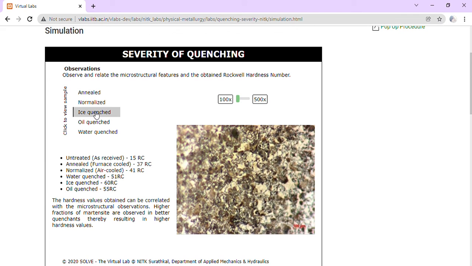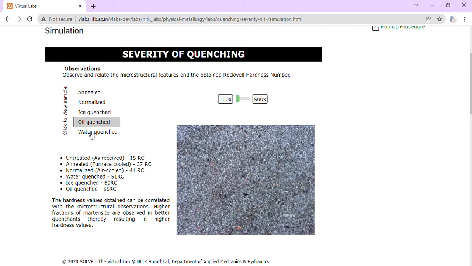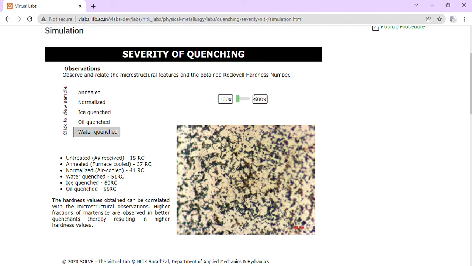So we view sample. The hardness values obtained can be correlated with the microstructural observation. Higher fraction of martensite is observed in better quenchants, thereby resulting in higher hardness value.